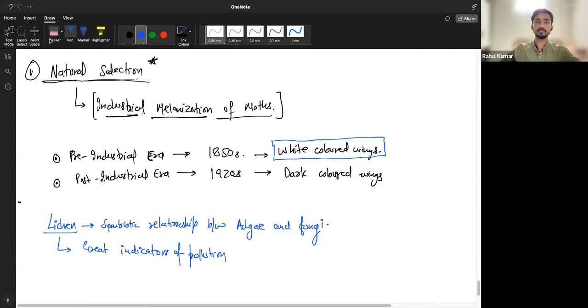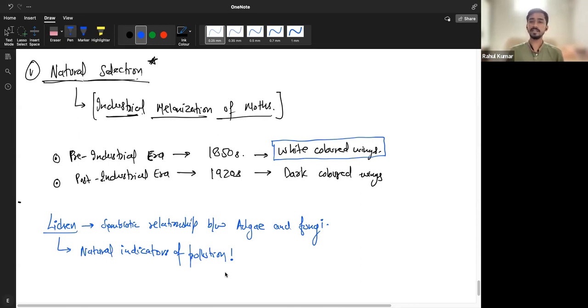Instead of the word great, let's say natural. We don't know if they are great or not. Natural indicator of pollution. So they don't indicate the presence of pollution, they indicate the absence of it. So if any area is polluted, you will never find lichens growing in cities like Delhi. Mumbai you probably can, because Mumbai has sea, and the one benefit of being a city on the sea is that sea breeze takes all the air pollution with it.